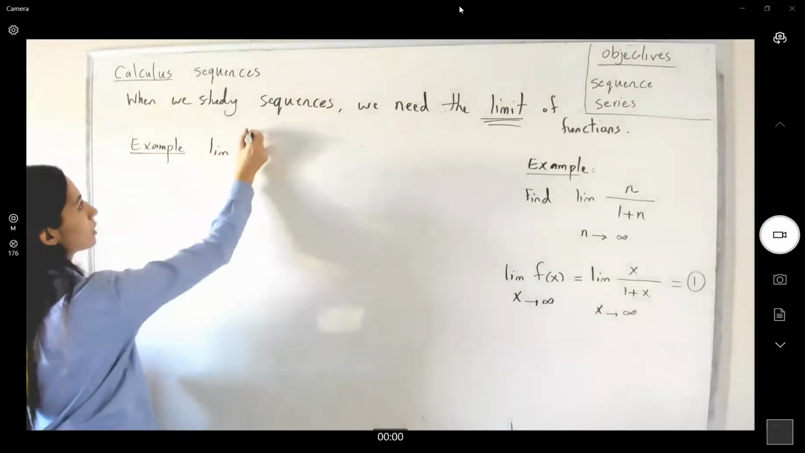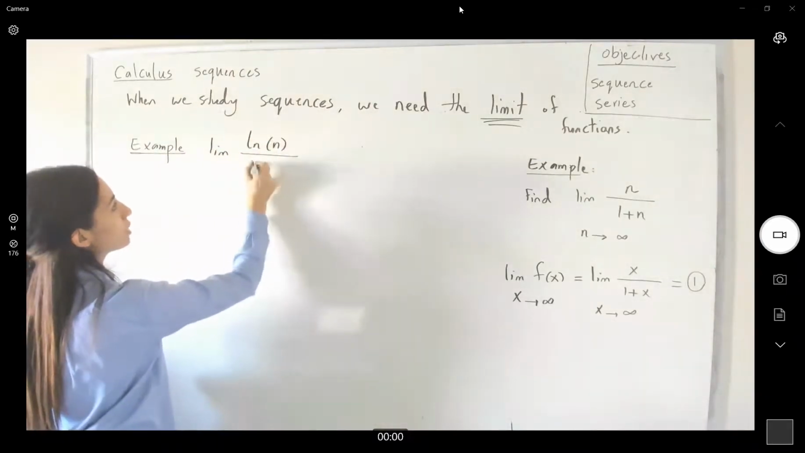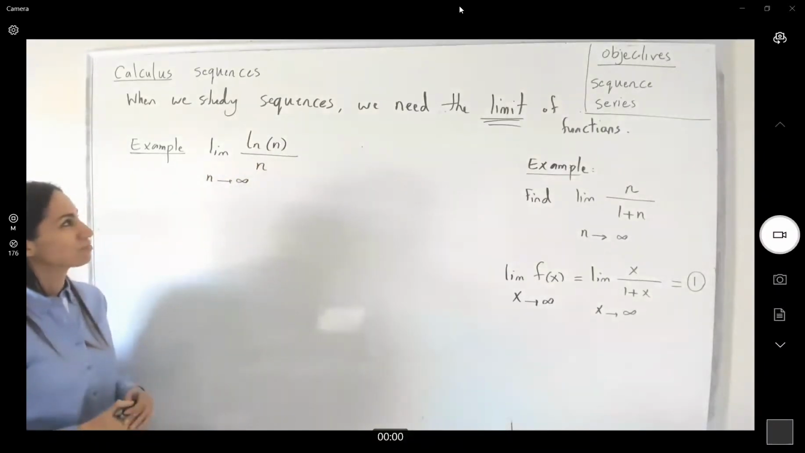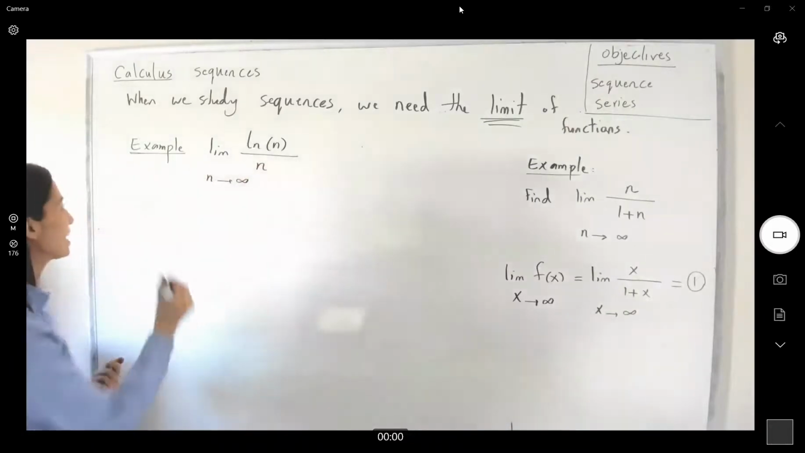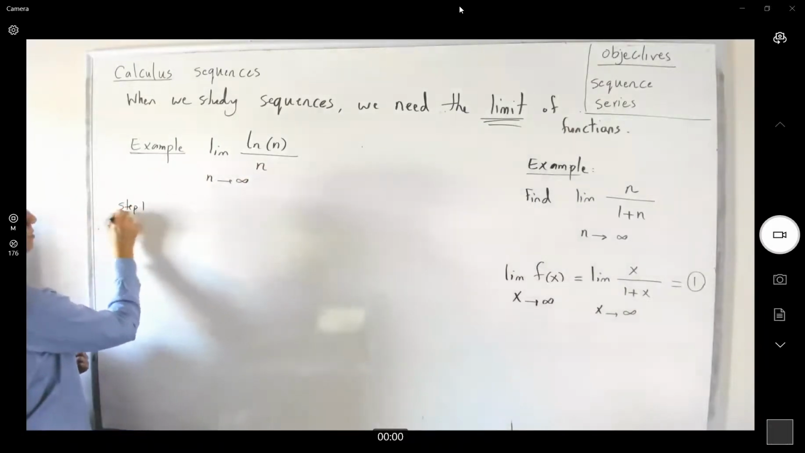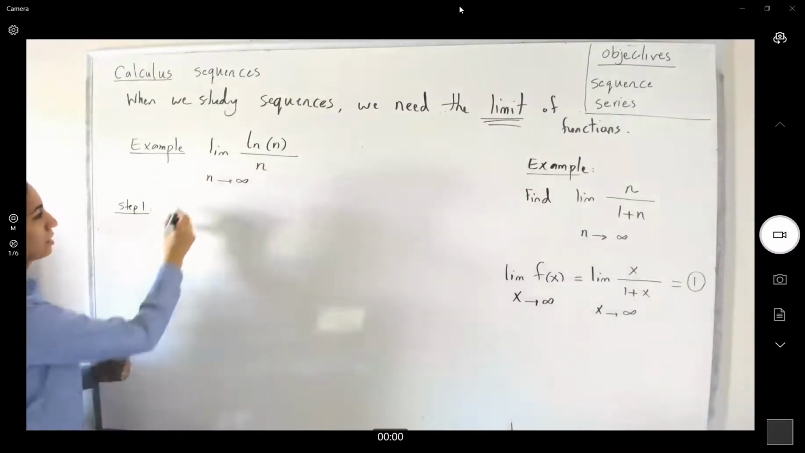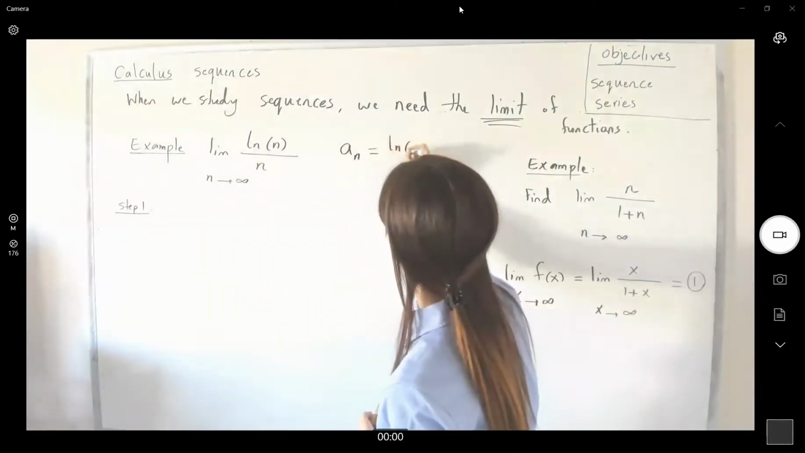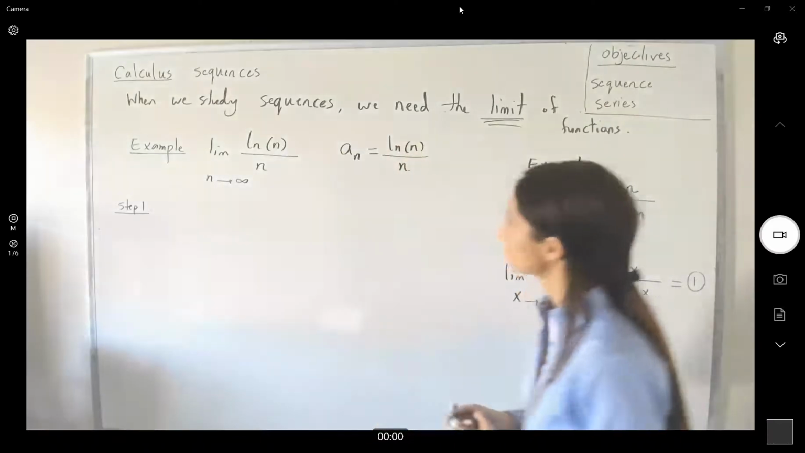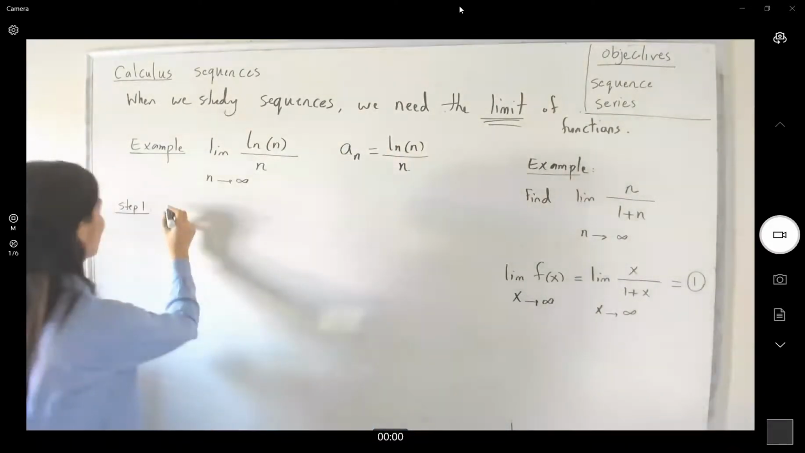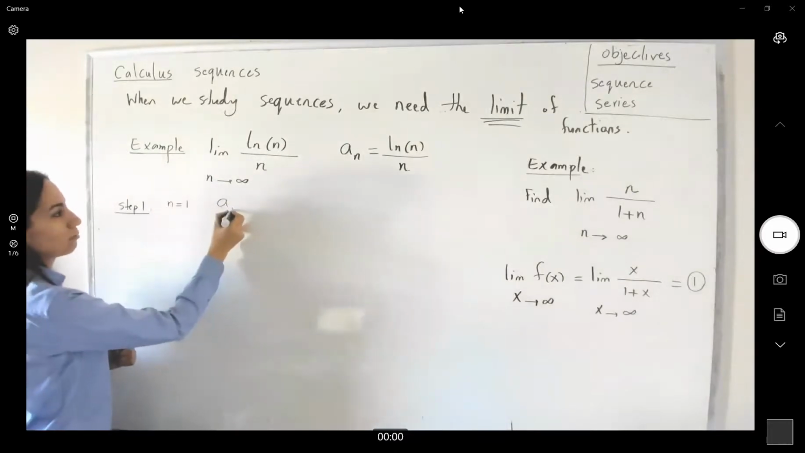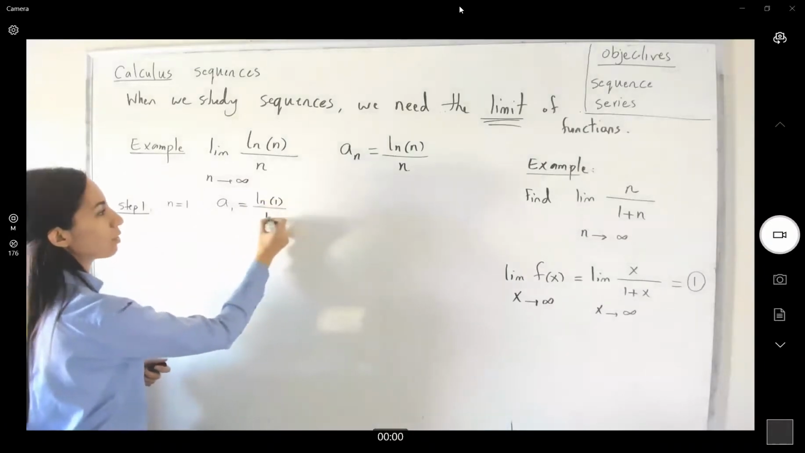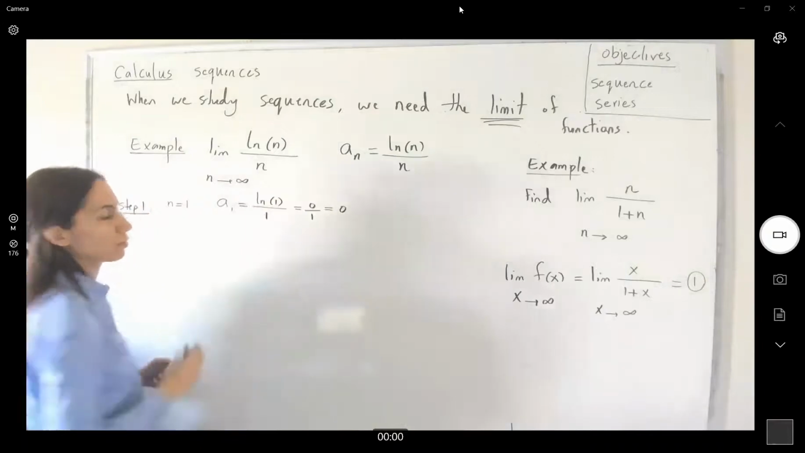Another example. Find the limit of ln of n divided by n while n goes to infinity. Okay, let us follow the steps that we have. Step 1, find some terms. So here you have a_n for f of n equals ln of n divided by n. n is equal to 1, a sub 1, or f of 1, they are the same, is equal to ln of 1 divided by 1, 0 over 1, or 0.